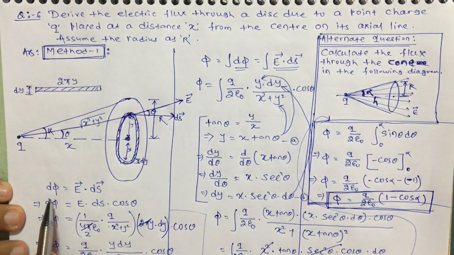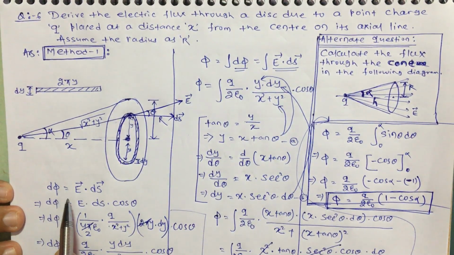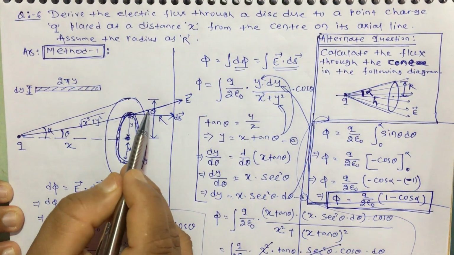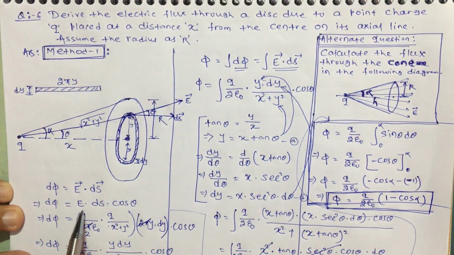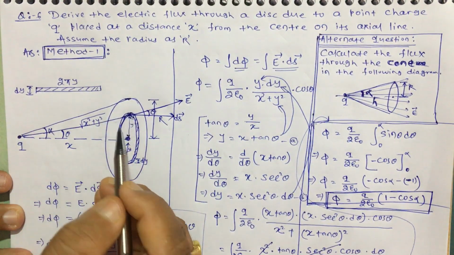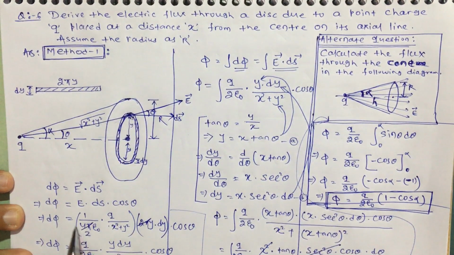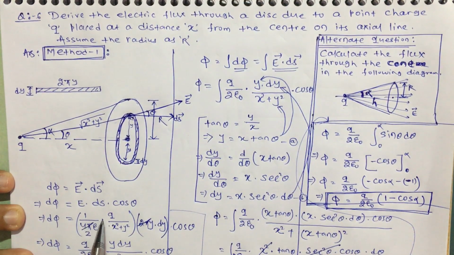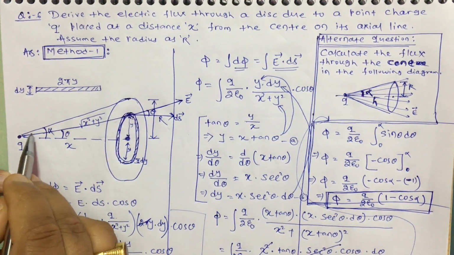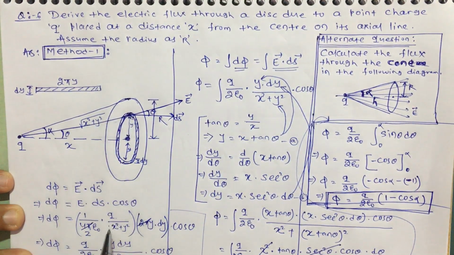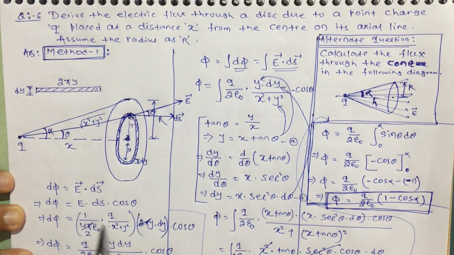Now d phi, the flux through the small element, will be equal to E vector dot ds vector, or E ds cos theta, because the angle between them is theta. Now what is the electric field at this point? K into q by r square. What is r? r is this distance. So k, or 1 by 4 pi epsilon naught, into q divided by this distance whole square. This distance is the square root of x square plus y square, so its whole square is x square plus y square. This is the value of E.